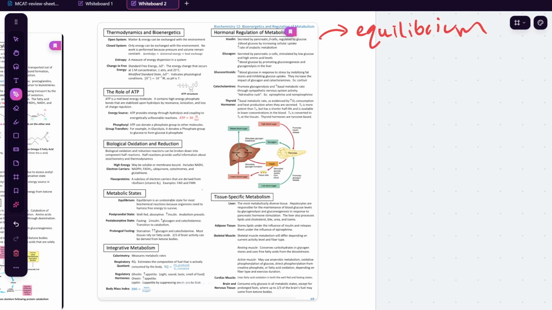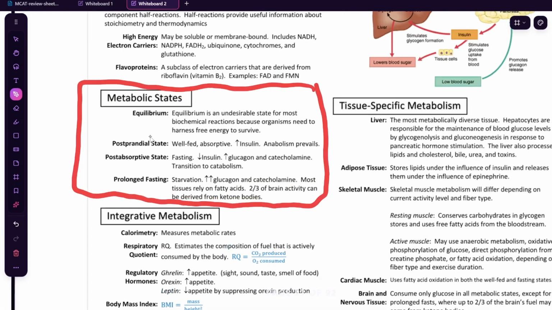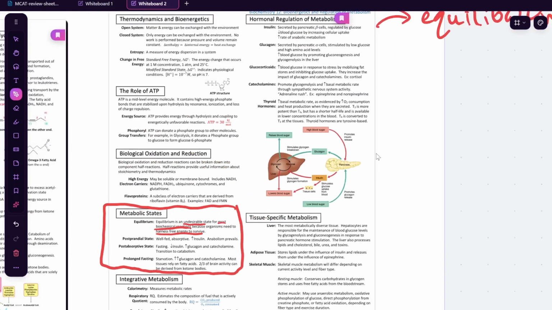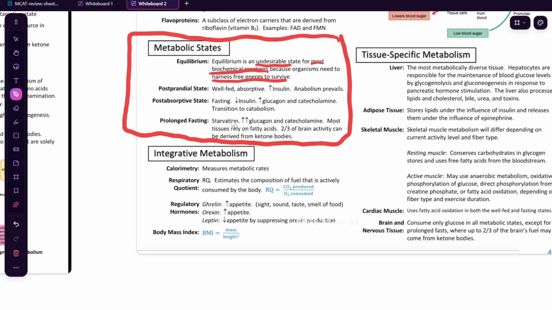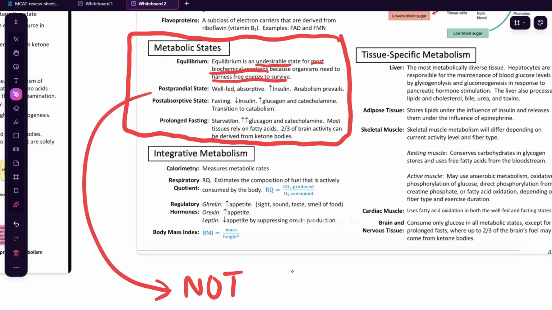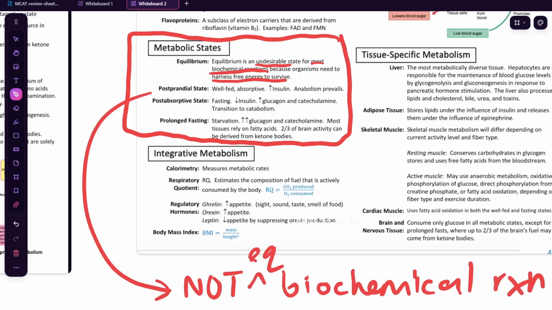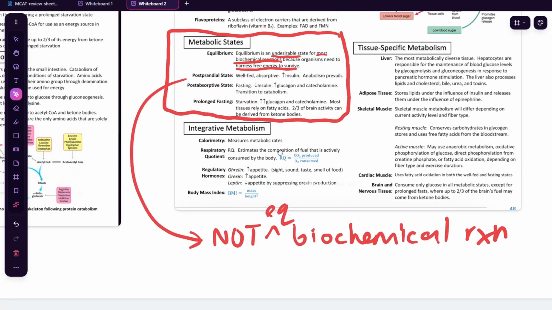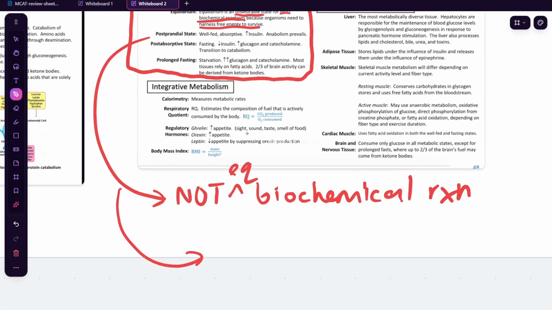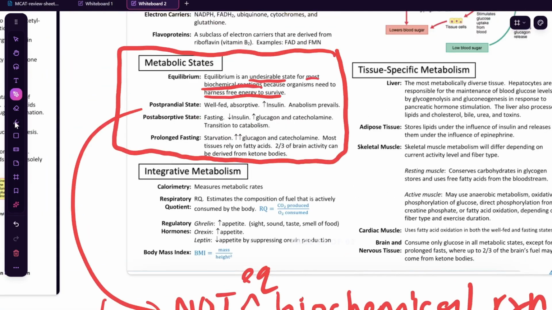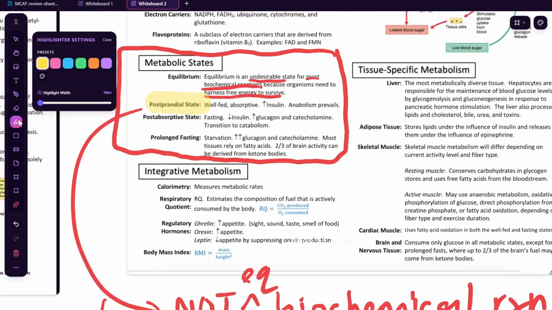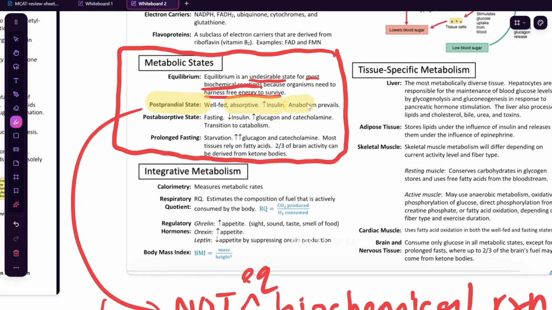Again, our bodies have these metabolic states. We just talked about the economy. Our body is like an economy that wants a certain equilibrium, but equilibrium is an undesirable state for most biochemical reactions, because organisms need to harness free energy to survive. So you don't actually want to be in equilibrium. We usually think we want to be in equilibrium, but you'll notice you have different states in your body. So you have the postprandial state. I'll teach you off of this, where you're well fed and your insulin is going up. So anabolism happens, right?